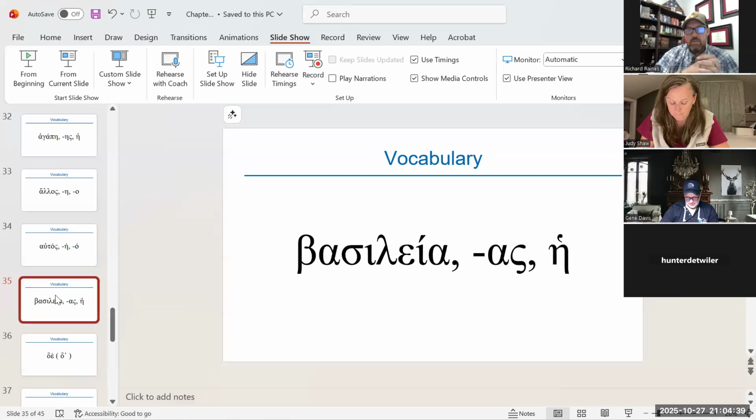Here's another one. Somebody take this one for me. What's this word? Basileia. Very good. What does it mean? Kingdom. Very good.